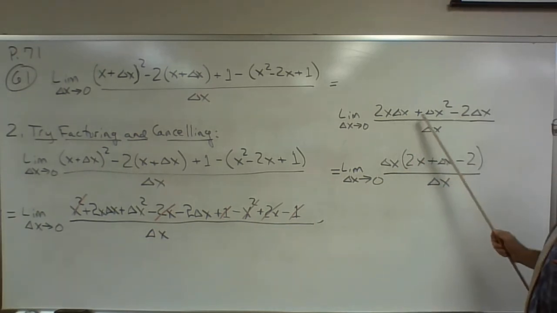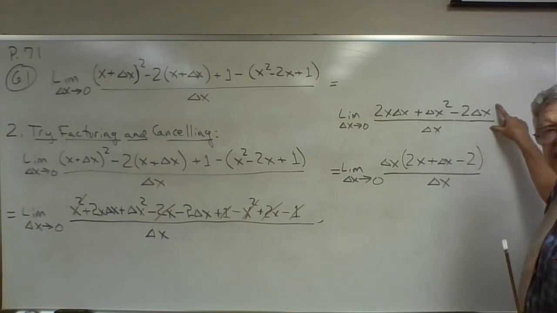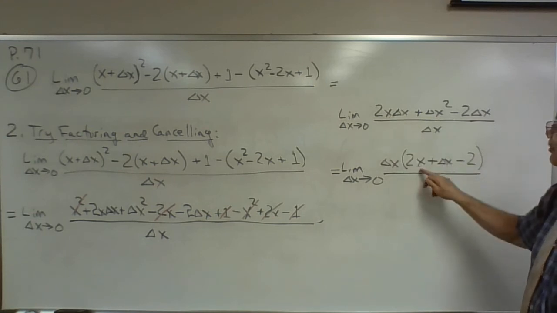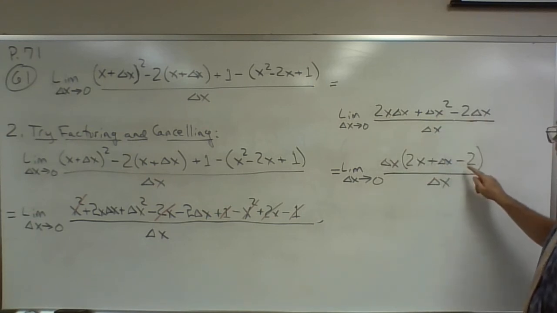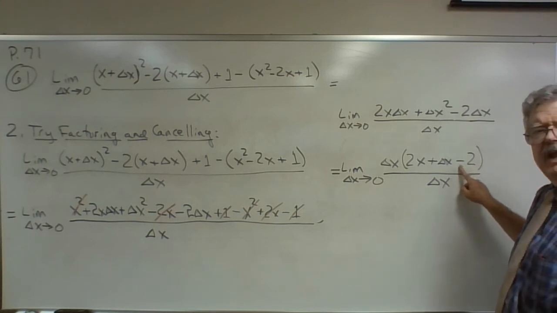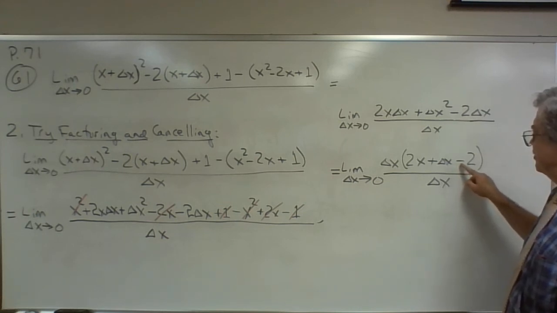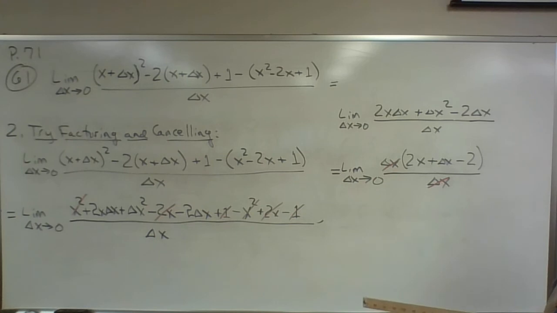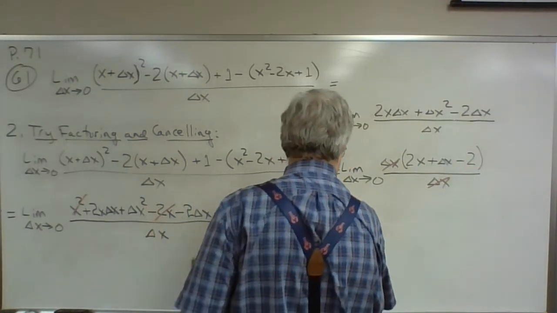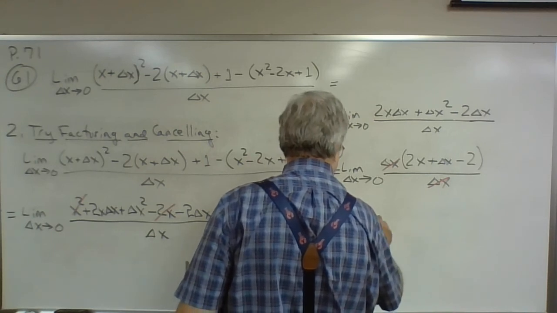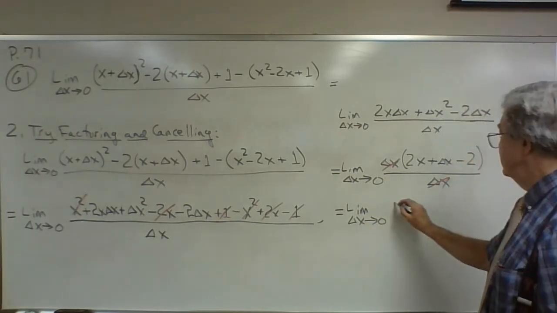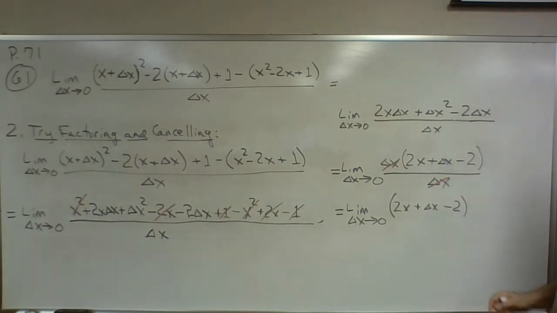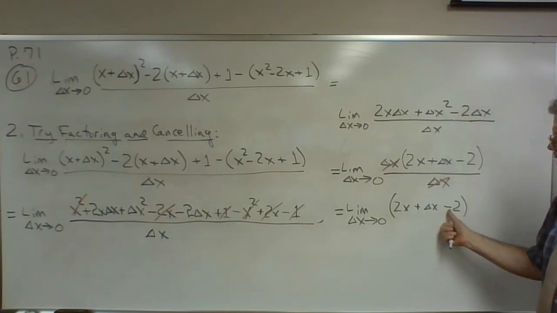And then I factor out delta x. Remember, when we get to this point, all of the surviving terms have a factor of delta x. So we factor out that factor of delta x, and we have 2x plus delta x minus 2. This should have been a minus 2. I'm not sure if perhaps I wrote it down wrong and had a plus 2 here, but this should have been a minus 2. And we cancel our delta x's. If this was a plus 2 before, it should have been a minus 2.